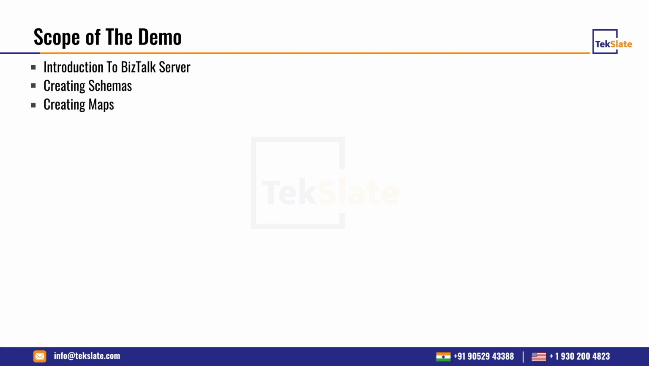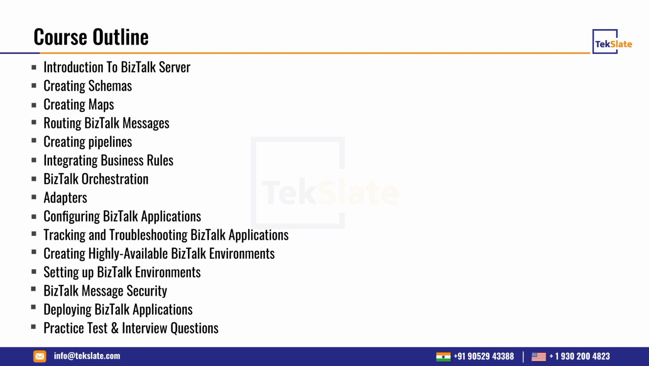Creating schema means you specify XML files which define data types, the data structure of the messages. That is when you use creating schema. We use a map because we have to transform messages into different formats, like CSV, XML, or JSON formats. That is when we use the map. This is just the introduction to how we can use BizTalk Server.